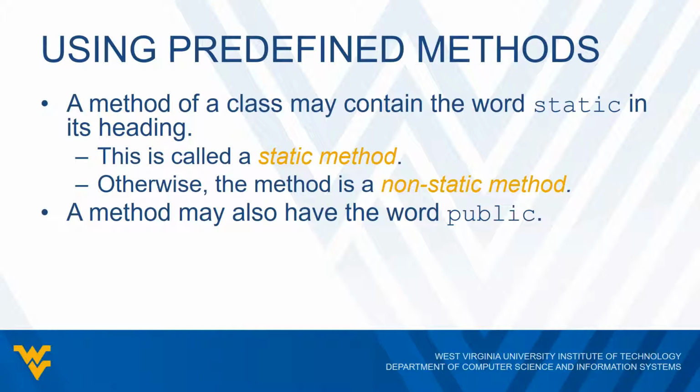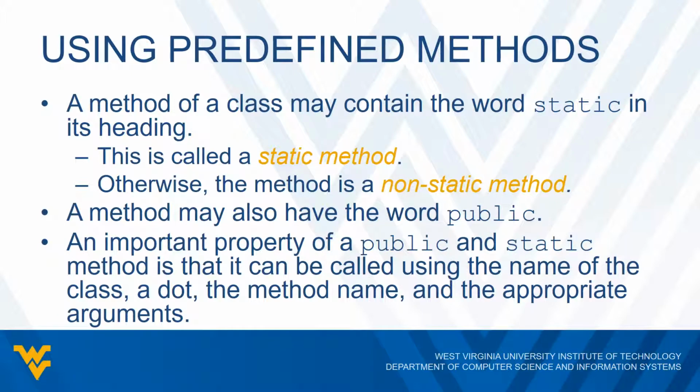A method could also have the word public in front of it. And we've seen at least one method that has both of these. Remember public static void main? So main is both public and static. The important property about having a public and static method is that we can call the method by using the name of the class, a dot, the name of the method, and then we can add the appropriate arguments.